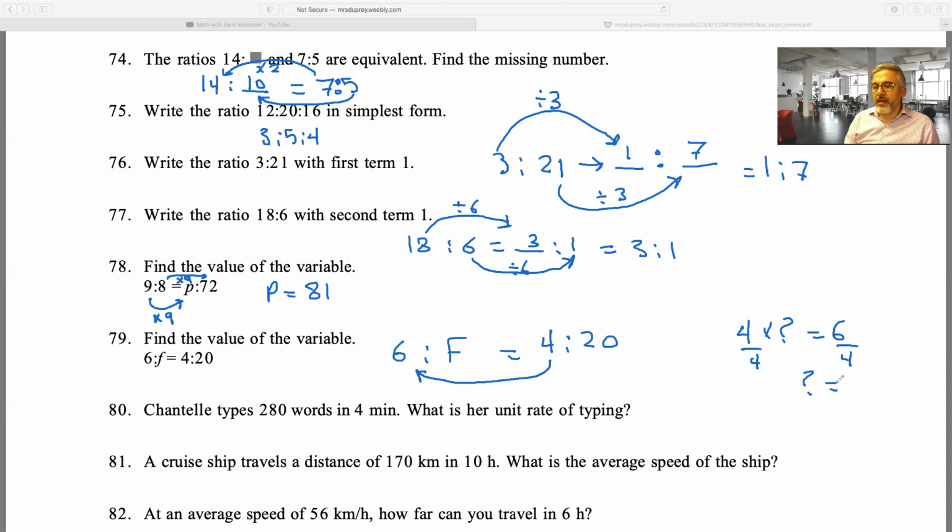So that thing that you're trying to find, 6 and 4 reduces to 3 halves. So 4 times 3 halves would give you 6. So you take the 20 as well and multiply it by the same thing, 3 halves. And when you multiply a whole number by a fraction, you just reduce the bottom of the fraction with the whole number. That gives you 10. 10 times 3 is 30. So f equals 30.